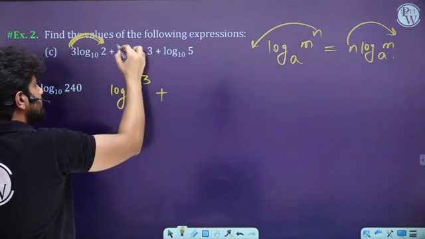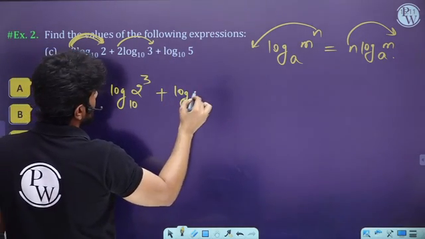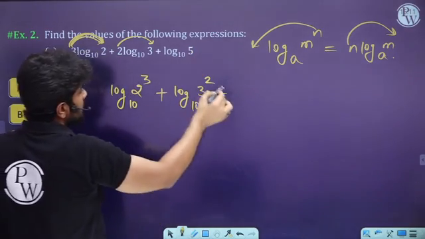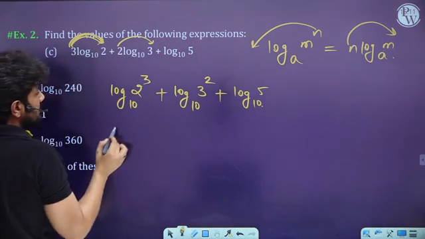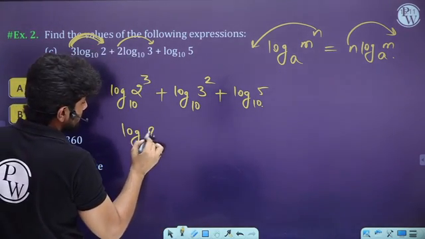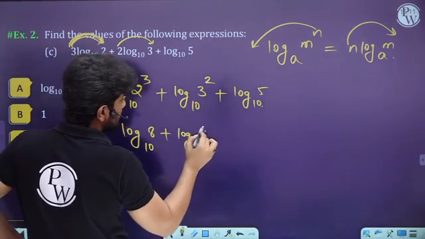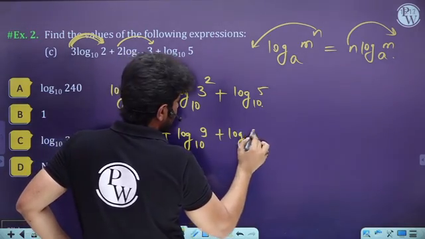In the similar way, I am sending this 2 to the power of 3. So this is plus log of 3 raised to the power 2 to the base 10. Plus we have log of 5 to the base 10. So what is 2 raised to the power 3? 2 raised to the power 3 is 8. So we have log of 8 to the base 10 plus log of 3 square. 3 square means 9 plus log of 5 to the base 10.